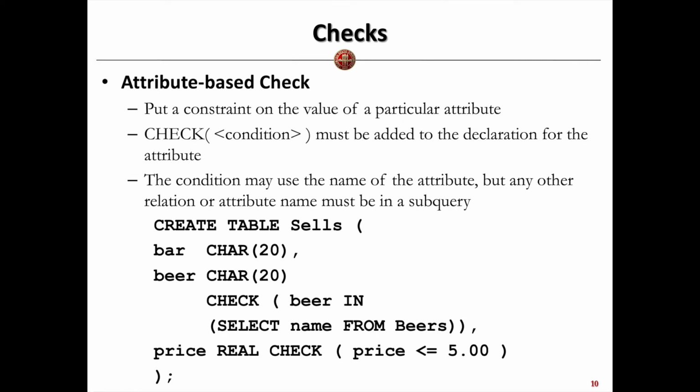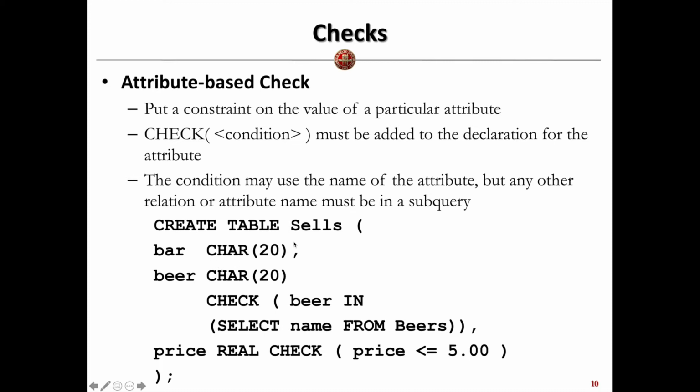Formally, we can represent the check as shown here, check for some conditions within the parentheses. It must be added to the declaration for the attributes. And the condition may use the name of the tuple, but any other relation or attribute names must be in a subquery. In other words, if we're checking some attributes, we can use it directly in the condition. However, if we are using some other attributes or relations, then we have to use subquery instead. And we'll provide you with an example.